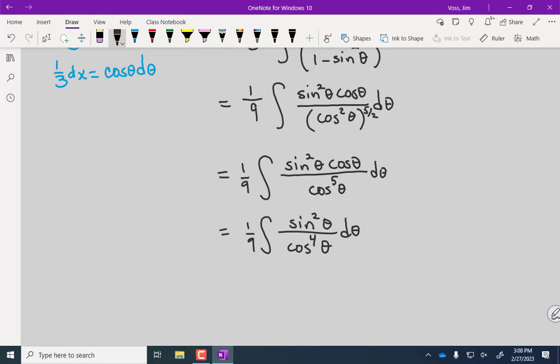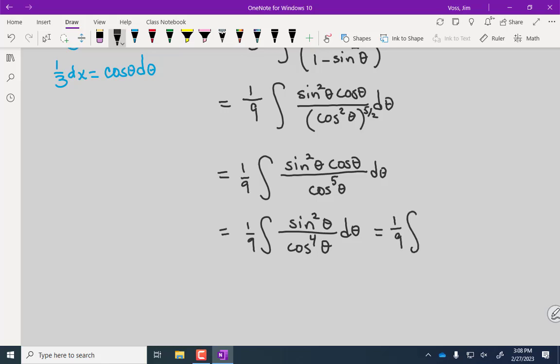Not an odd power on that sine, so we can't use one of those tricks, odd power on sine or cosine. What we want to do here is convert the numerator so that we only have one trig function in this integrand. So we can convert that numerator using the Pythagorean theorem.